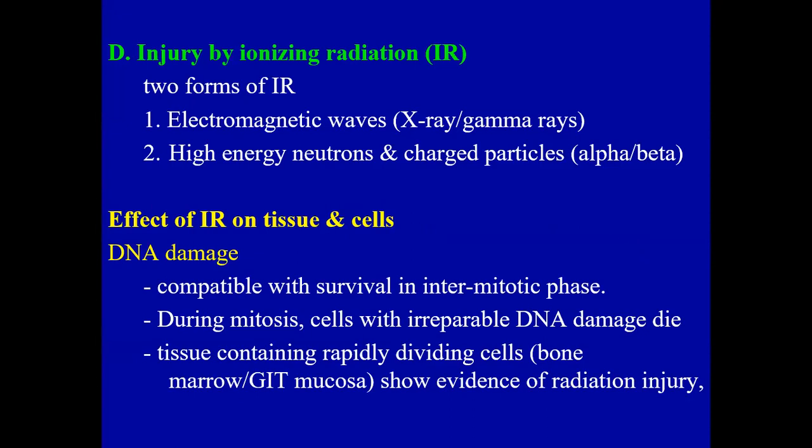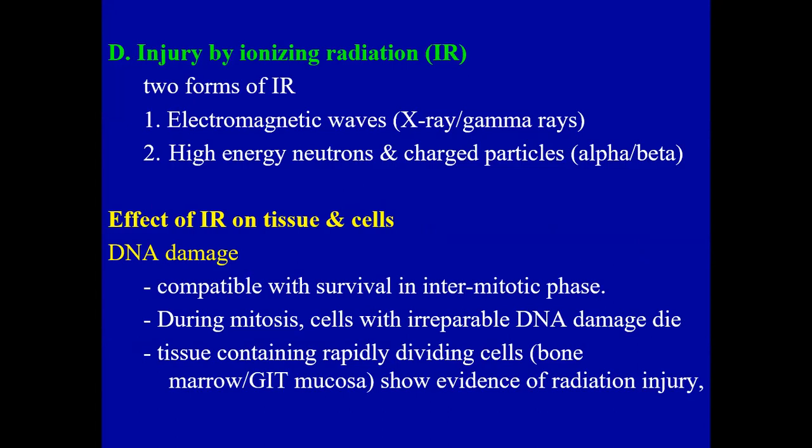Injury by ionizing radiation. Ionizing radiation has two forms: electromagnetic waves, which are X-rays and gamma rays, and high energy neutrons and charged particles, which are alpha and beta. Effect of ionizing radiation on the tissue and the cell: of course it causes DNA damage compatible with survival in intermitotic phase. During mitosis, the cell with irreparable DNA damage dies.